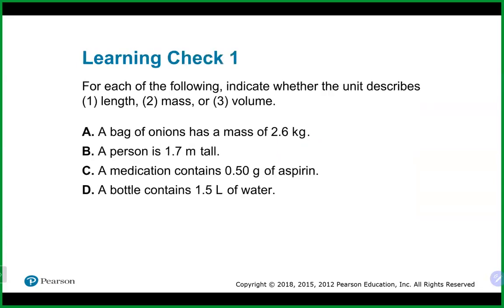All right, for each of the following, decide: is it a length? Is it a mass? Is it a volume? Take a moment and see. All right, so kilogram: gram is the base unit, kilo is the prefix, and that is definitely a mass. Meters is a length. Grams is a mass, and liters is a volume. Any question on any of those?